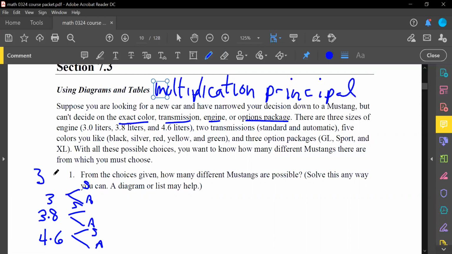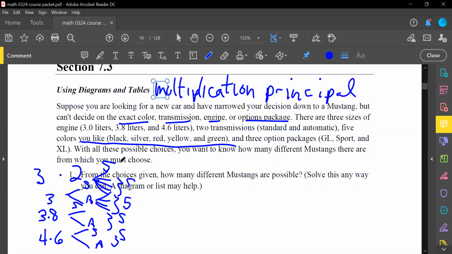So I had 3 engines, 2 transmissions, and then it says 5 colors you like. So I've got a choice of 5 colors for each of those packages. If you count, there's 5 choices for each of the 6 choices. So you're going to see 6 times 5, which is 30 choices. You can see what's happening here is I'm just multiplying by the number of options.